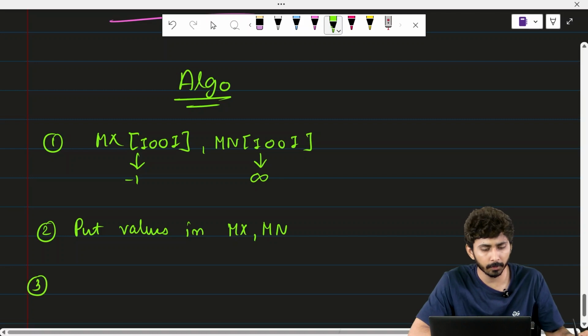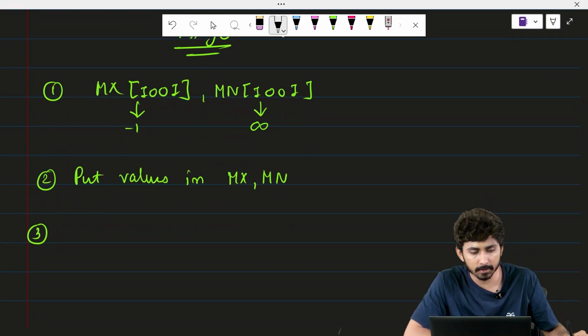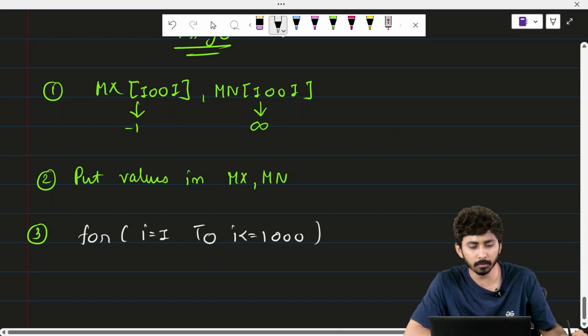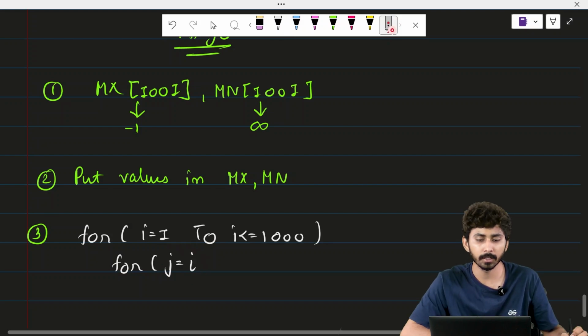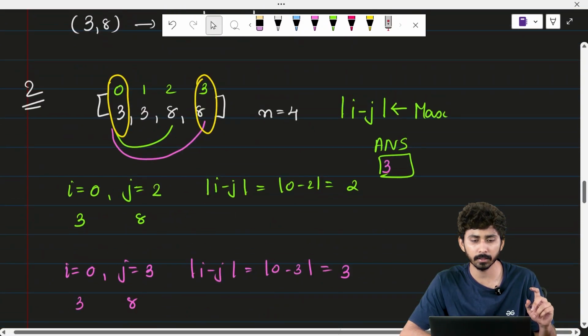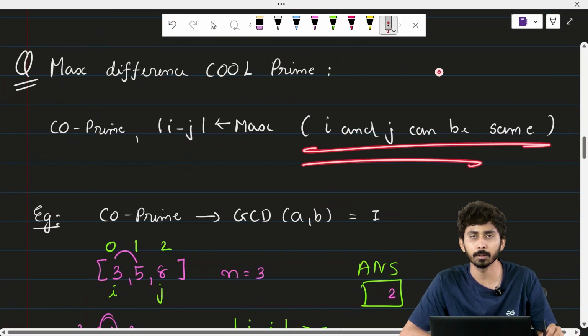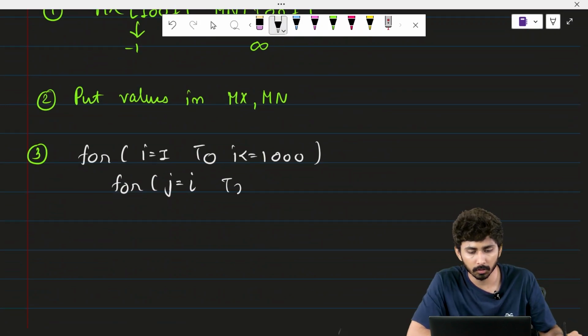Okay, fine. Then what you will be doing? You will verify all the pairs, all the 1000 elements. So you will start the iteration. You start from i equals 1 to, i less than or equal to 1000. Now you will check all the elements. j equals what? Here I will start the iteration from j equals i, because if you remember the note, it was saying that the elements i and j can be the same. That's why I have taken the iteration from j equals i to j less than or equal to 1000.